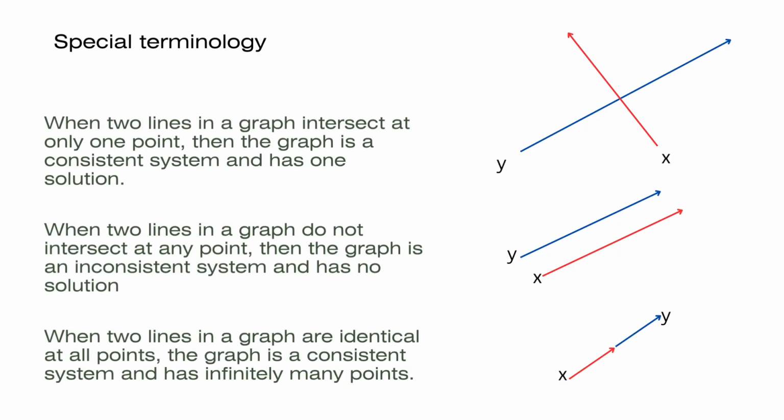Special terminology. When two lines in a graph intersect at only one point, then the graph is a consistent system and has one solution. When two lines in a graph do not intersect at any point, then the graph is an inconsistent system and has no solution. When two lines in a graph are identical at all points, the graph is a consistent system and has infinitely many solutions.